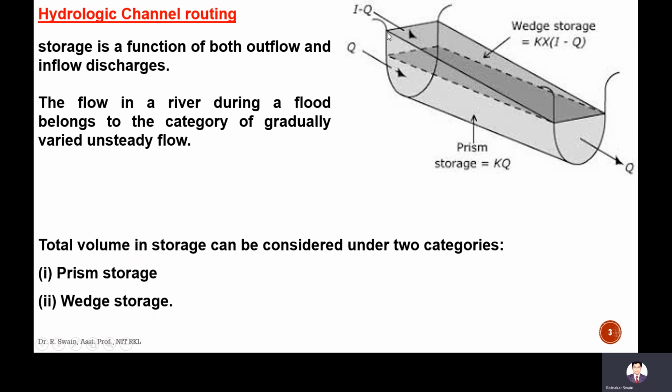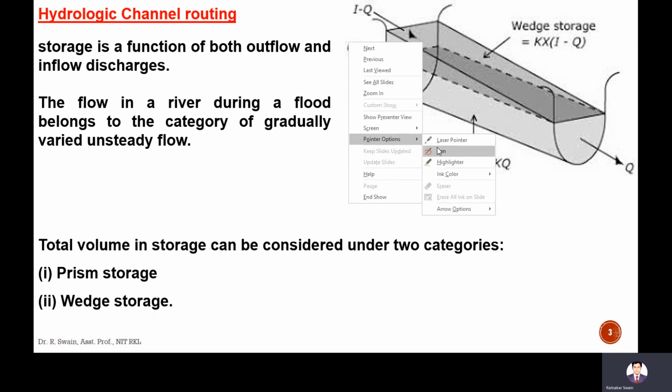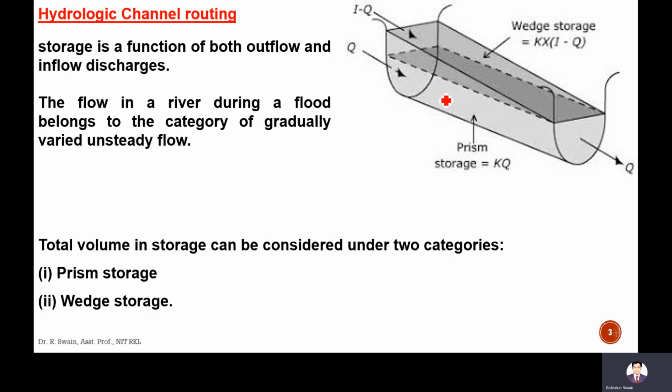So the total storage volume of this channel can be divided into two types: prism storage and wedge storage. Prism storage means the storage which would be formed in the river if it were a uniform flow. Let it not be a GVF flow, let it be a uniform flow. Then the storage formed in the channel is called prism storage.